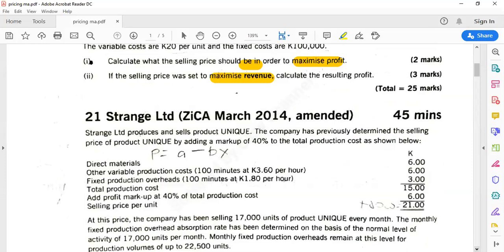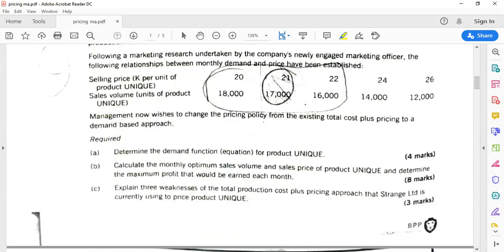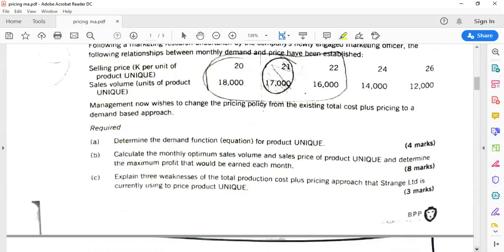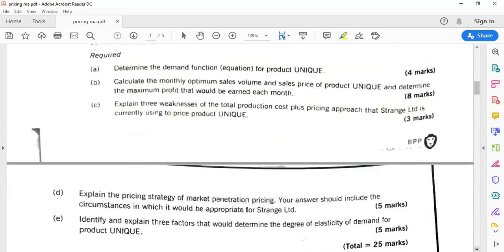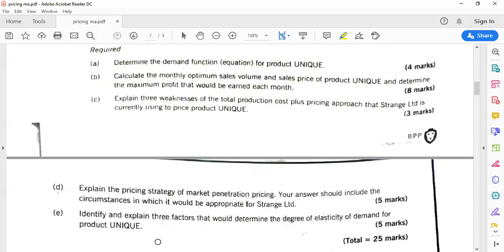Okay, so what is the question saying? We always go with the Lusambo way whenever we meet an exam question. So what is the question saying? Required. Which one are we going to answer first here? Madam Emma, what question are we going to answer first? C. Explain the three weaknesses of the total production cost plus pricing. Yes, you see, in every exam question, please go with the Lusambo way. This is so because the Lusambo way is indeed the free way.